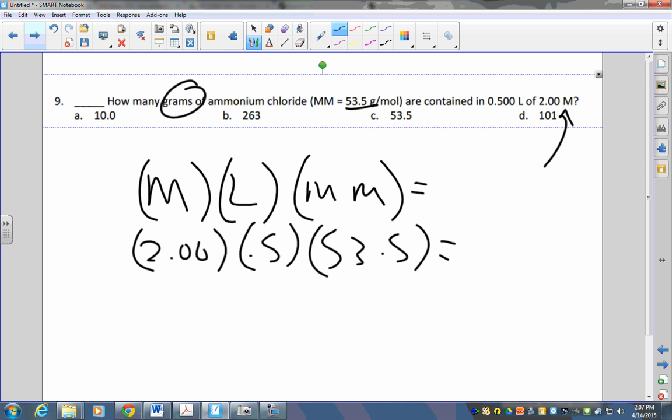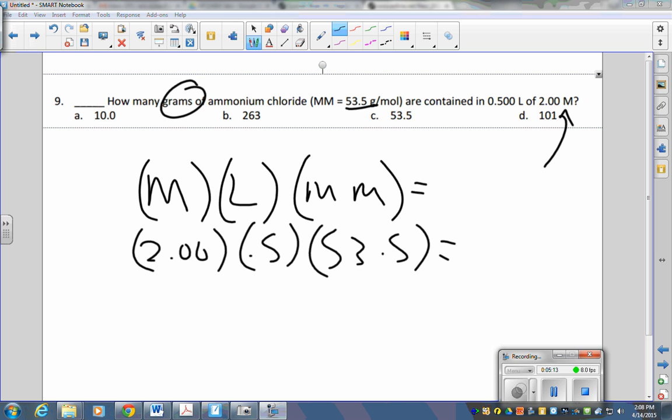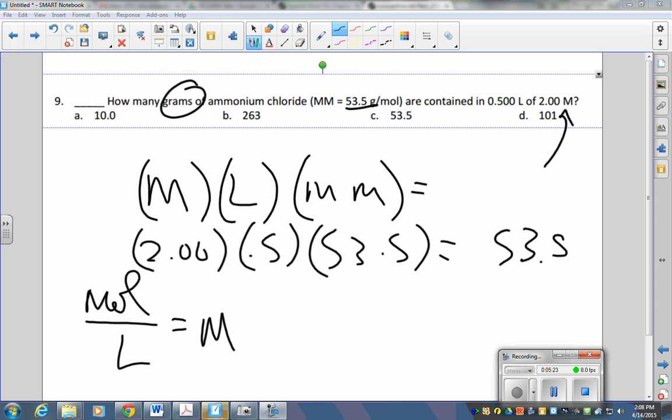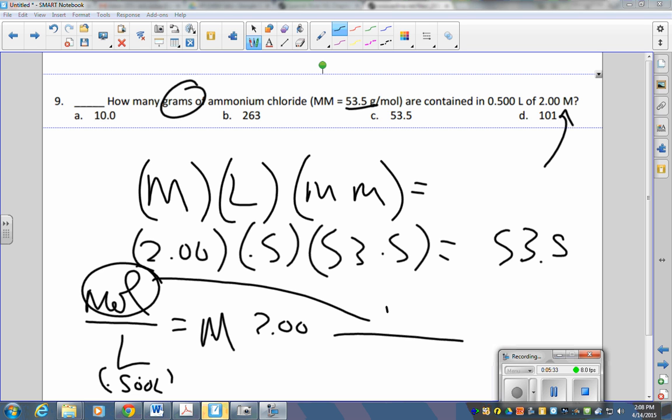So if I look, you end up getting 53.5 when you're all said and done. If you have to do it in 2 steps, if it's a free response, you just do moles over liters is equal to M. So I would take my M, which is 2.0. It's the same thing, 0.5 on the bottom is here. Cross multiply, you solve for moles. Then you pop it in a little grid with molar mass, and the molar mass happens to be 53.5 is equal to 1 mole, and that's how you quick solve it.